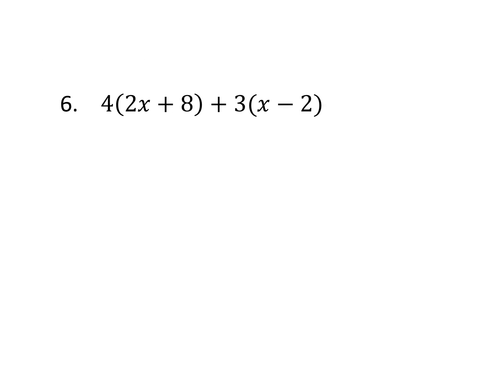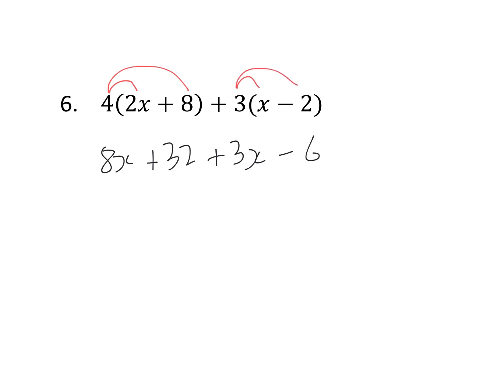Number 6. Here we've got 2 sets of brackets. Each bracket is a single bracket and they're multiplied by a 4, and this one's multiplied by a 3. So we do them individually. 4 times 2x is 8x, and 4 times 8 is 32. Then we do 3 times x is 3x, and 3 times minus 2 is minus 6.